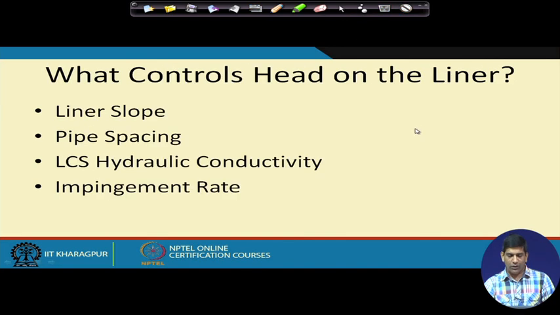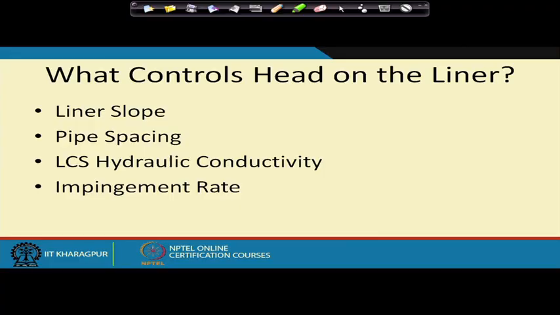And then what controls the head on the liner? The liner slope, the pipe spacing, the hydraulic conductivity of the leachate collection system, LCS, and the impingement rate. Impingement rate is the rate at which the liquid is coming to the leachate collection system. Those are the more common ones, like liner slope and the spacing of the pipes, because the higher the spacing of the pipes, the more will be the head on the liner.